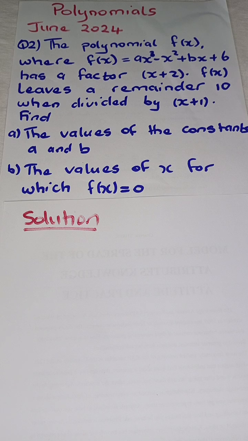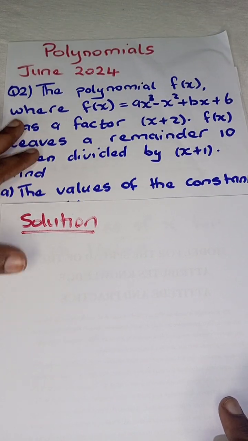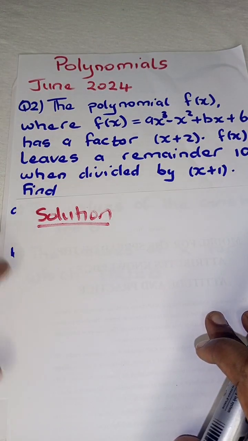Today we are looking at polynomials and we are going to be solving the June 2024 Advanced Level GCE question on polynomials. That was question 2, and the question reads: the polynomial f of x, where f of x is equal to ax cubed minus x squared plus bx plus c, has a factor x plus 2. f of x leaves the remainder 10 when divided by x plus 1. Find a, the values of the constants a and b, and b, the values of x for which f of x is equal to 0. So let us solve this GCE question.